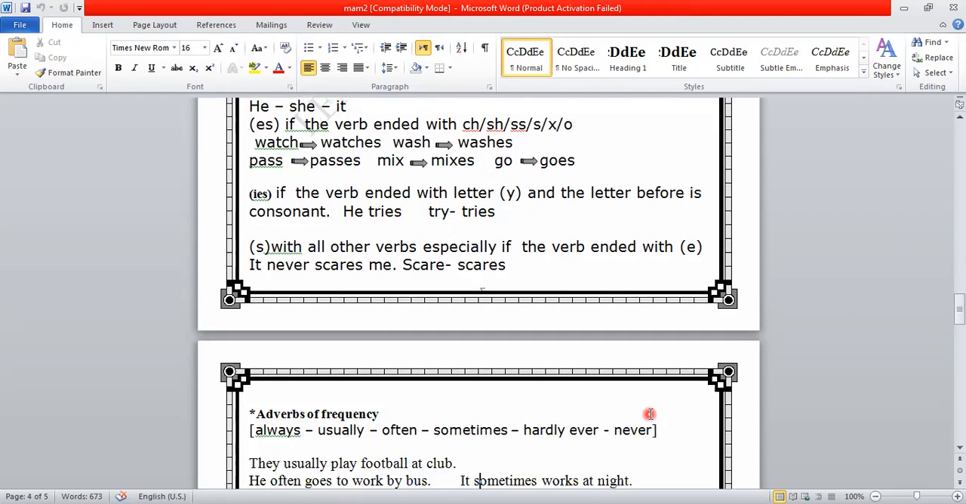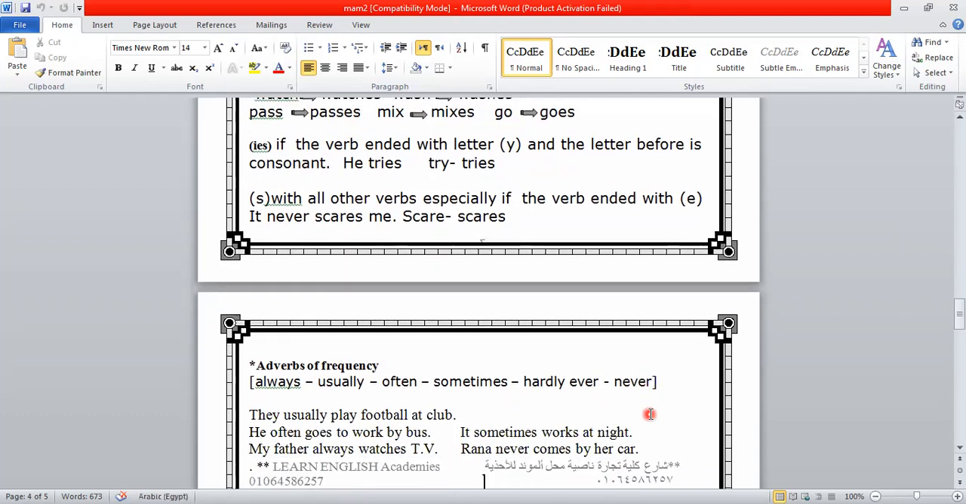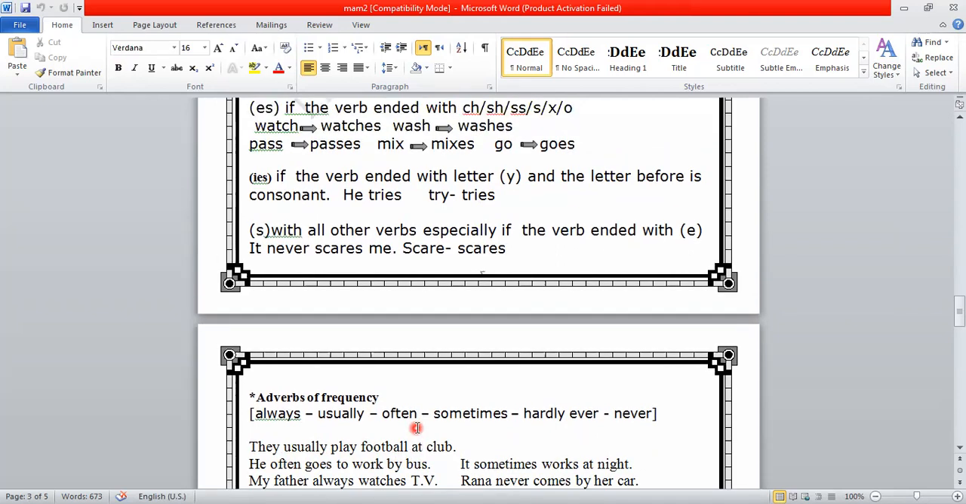Okay, let's see the examples and where we can put the adverbs of frequency, before the verb or after the verb, or where we put it in the sentence. They usually play football at club. He often goes to work by bus. My father always watches TV. It sometimes works at night. Rana never comes by her car.